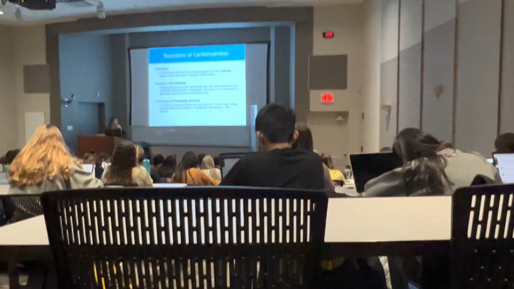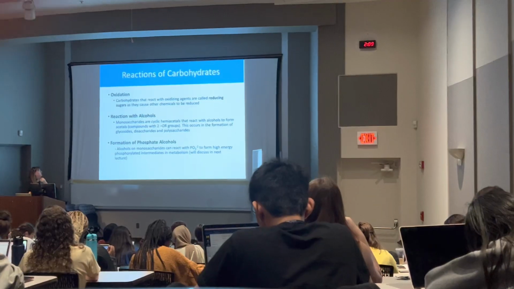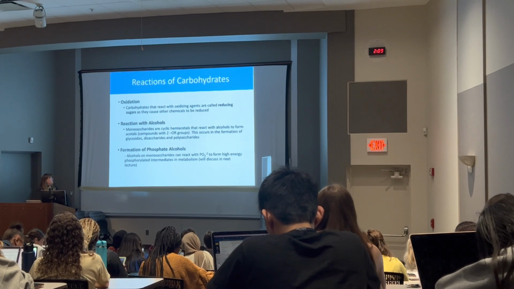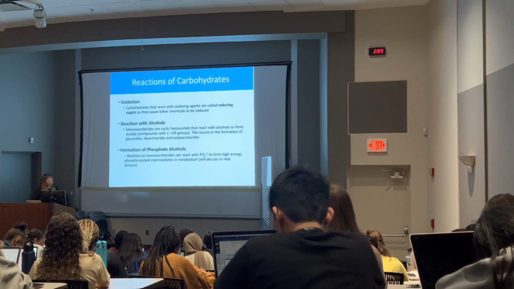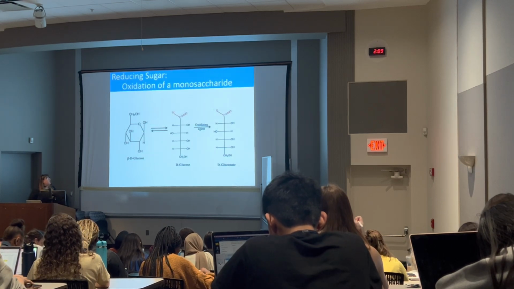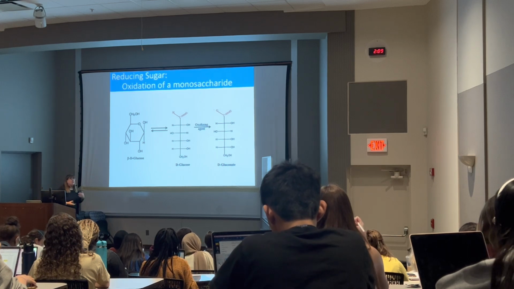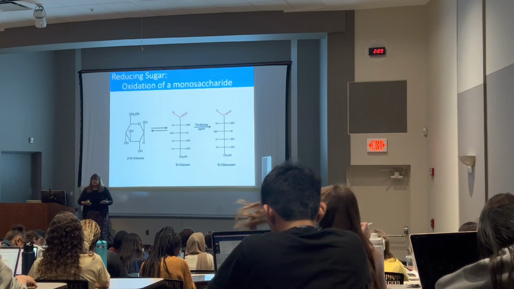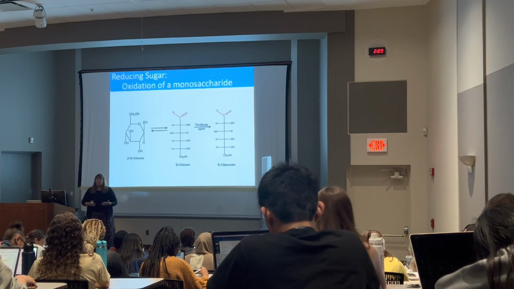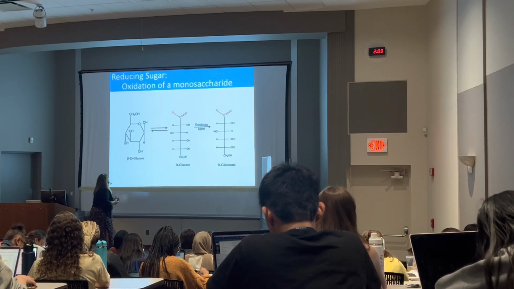And then they can have phosphates added to them to become high energy molecules. They're intermediates in metabolism, and we'll see that when we look at glycolysis next. Okay, so let's look at the fact that it can be a reducing agent, how monosaccharides can be reducing agents.